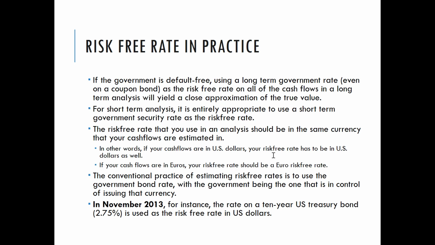Now, if you're dealing with a developed country, there's usually no default risk. So if I look at a government bond in the US, it might be 2.75%, the current treasury bond. Well, that's also the risk-free rate because there's no default risk.